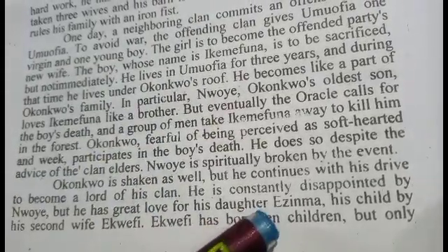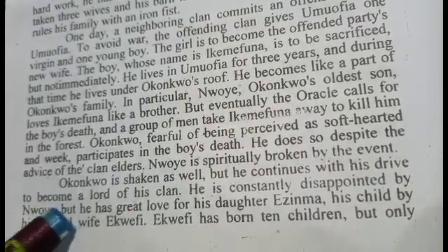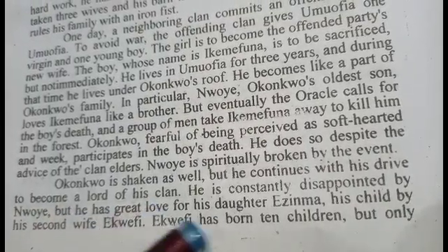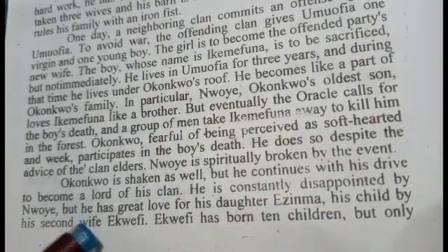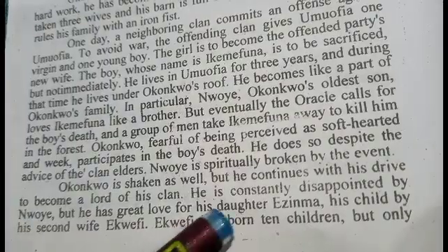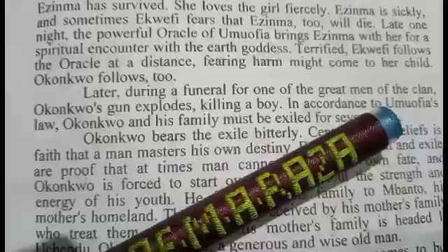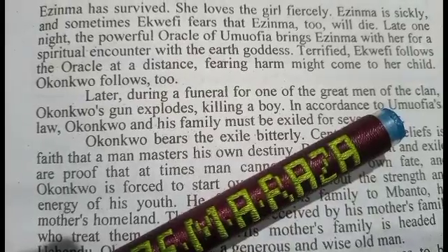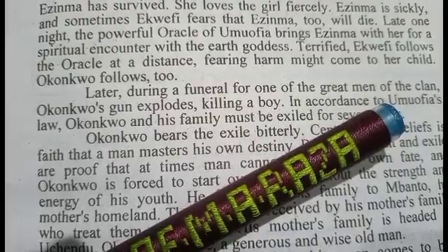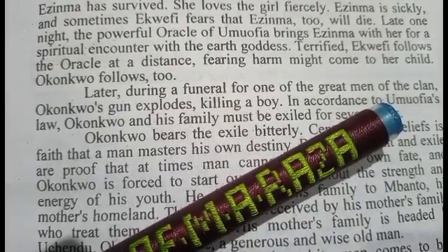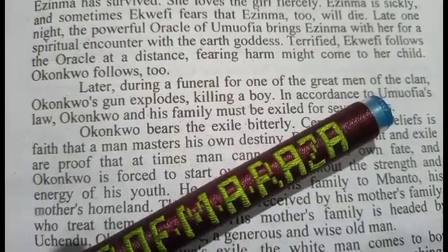He is constantly disappointed by Nwoye, but he has great love for his daughter Ezinma, his child by his second wife Ekwefi. Ekwefi has borne ten children, but only Ezinma has survived. She loves the girl fiercely. Ezinma is sickly, and sometimes Ekwefi fears that Ezinma too will die.